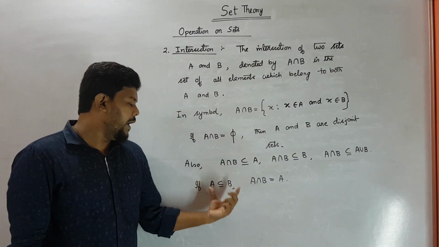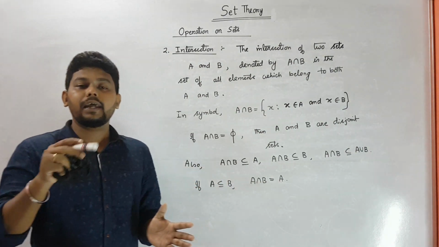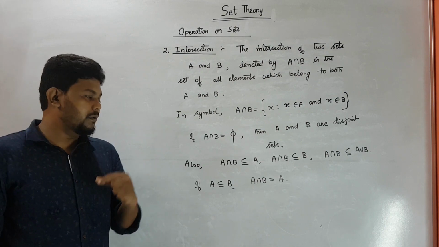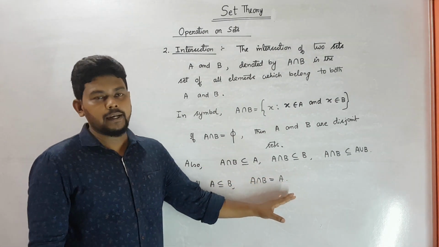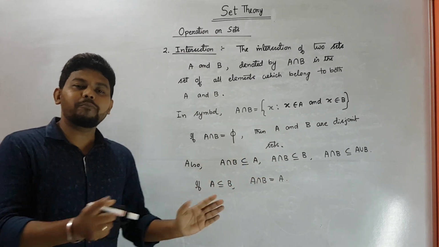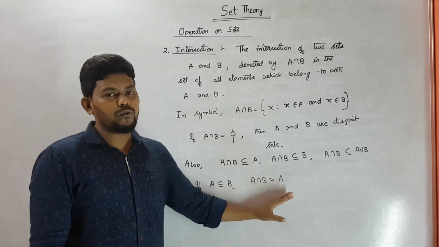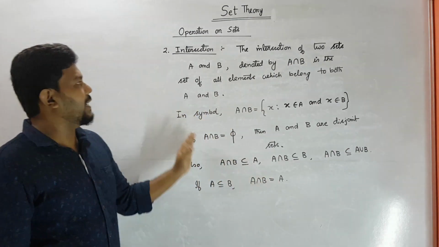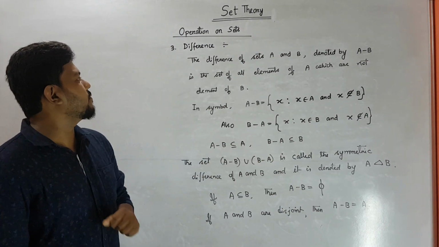If A is a subset of B, that is, all the elements of capital A are also present in capital B, then A intersection B is equal to A, that is, the entire A is common between A and B. Hence, if I find the intersection, it will be equal to capital A. This is your intersection.